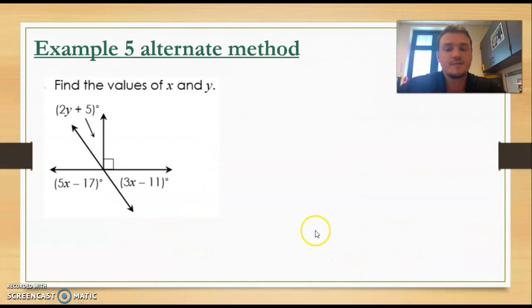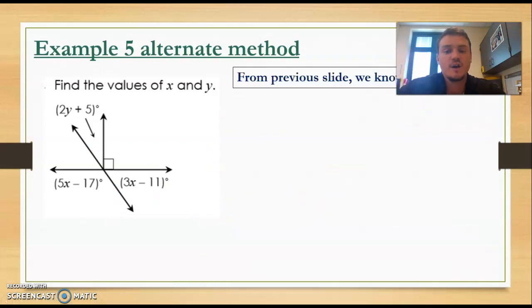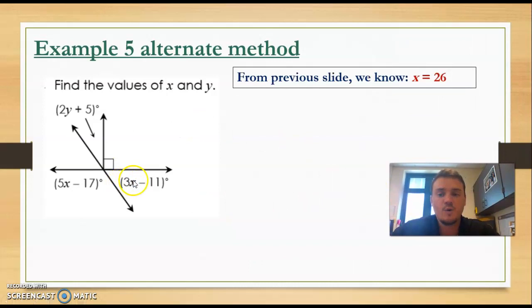Now, here's another alternative method for this problem. First, we would solve for x the same way. These two angles form a linear pair, so we would add them together, set it equal to 180, solve for x, and we should get x equals 26. Now, if x equals 26, again, you can plug in to figure out what each of these angles should be. We know that this angle is 113, so this whole angle right here should be 113. So we could do the same thing as what we did on the last slide: 113 minus 90 should be what this angle is. Whatever is left over, we set equal to this expression and then solve for y.